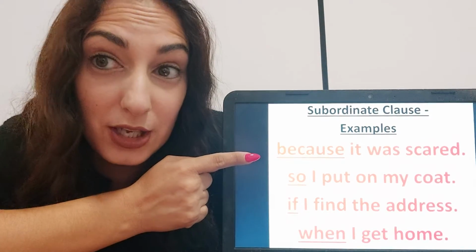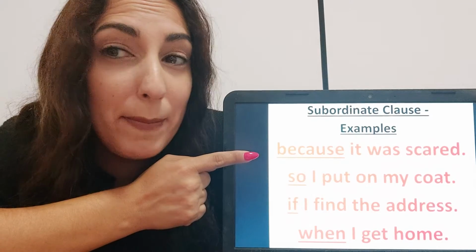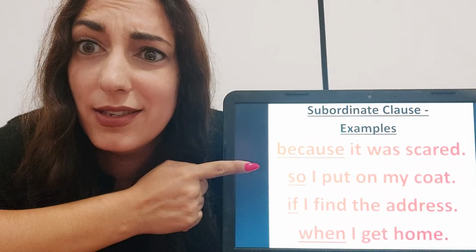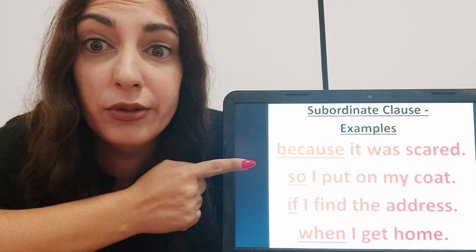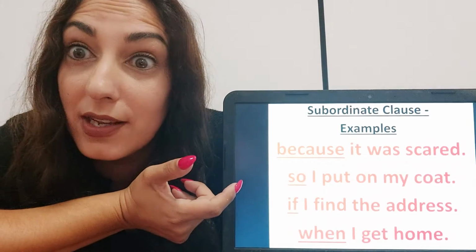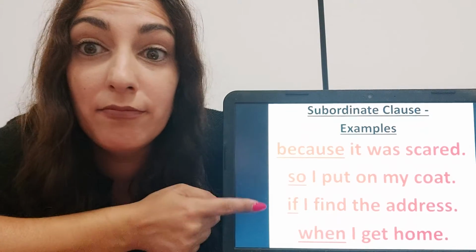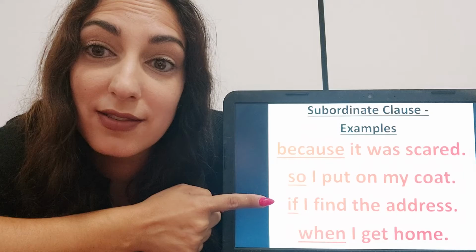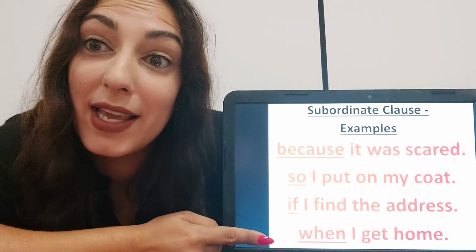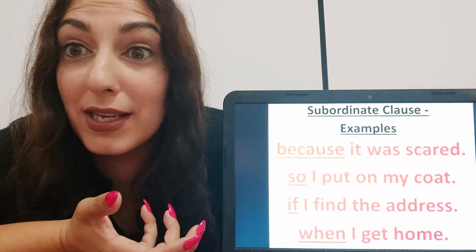Now this is an example of a subordinate clause. Because it was scared. Now if I put this sentence by itself, does it make sense in a sentence? No. So I put on my coat. Does that make sense by itself? If I find the address. That doesn't make sense either by itself, does it? When I get home. Again, that doesn't make sense by itself.